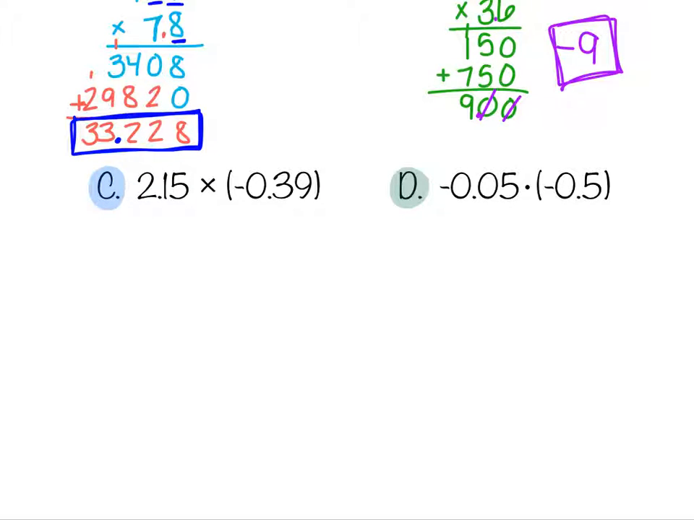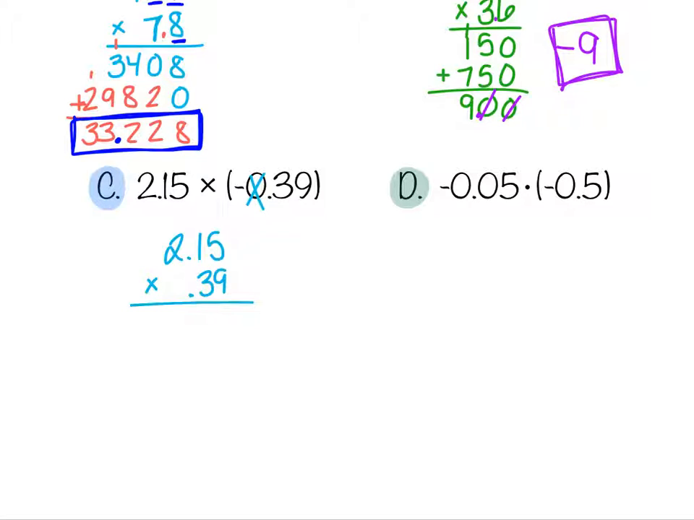In example C, the longer number is 2.15 because we don't need to write that 0 there, so we're just going to put 0.39. Again, I'm going to put the decimals back in the problem, but I'm not forcing them to line up. Sometimes they line themselves up, and that's okay, but do not force them to line up. Do not add any extra zeros when you're multiplying.